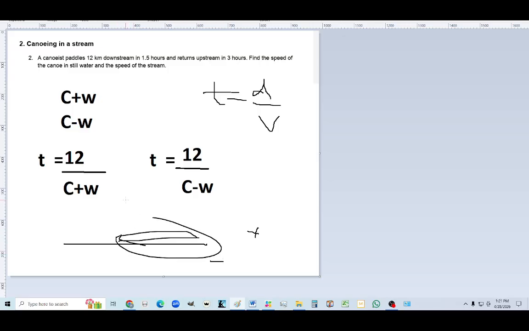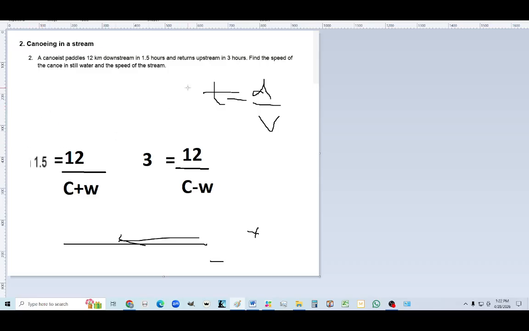you subtract them. Well, we obviously don't know it, but we do know the time. We know that the time for one direction is 1.5 hours. And that's important to put the time with the right one, because the 1.5 hours is the shorter time, so it goes with the C plus W. And the other time in the other direction was 3 hours, so we put a 3 with this one. Very important.